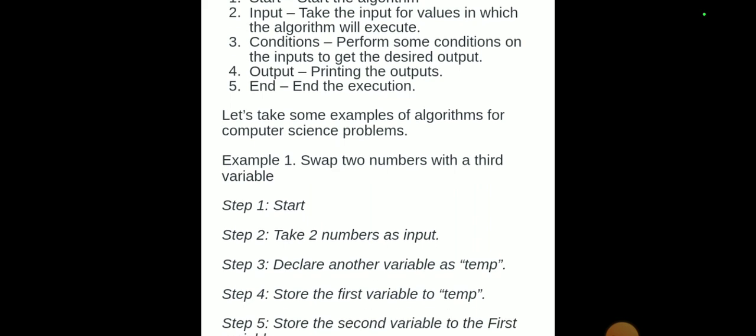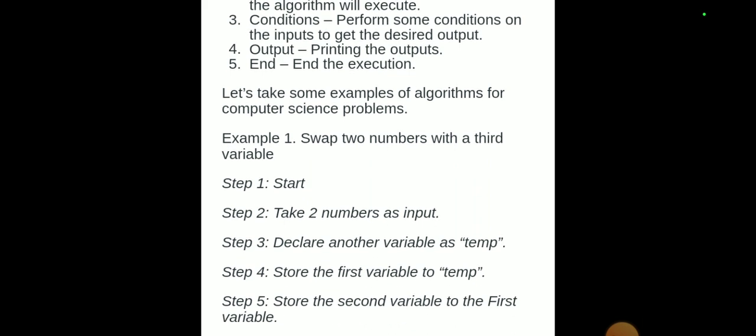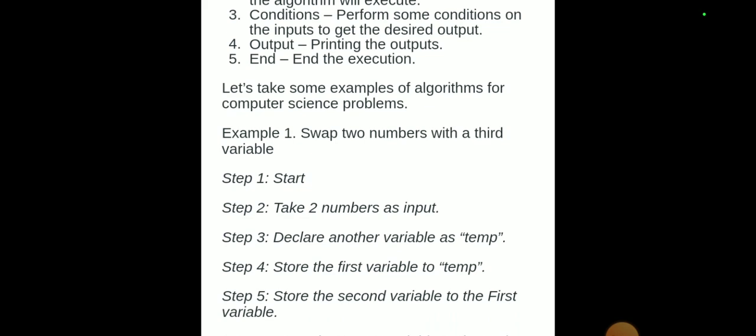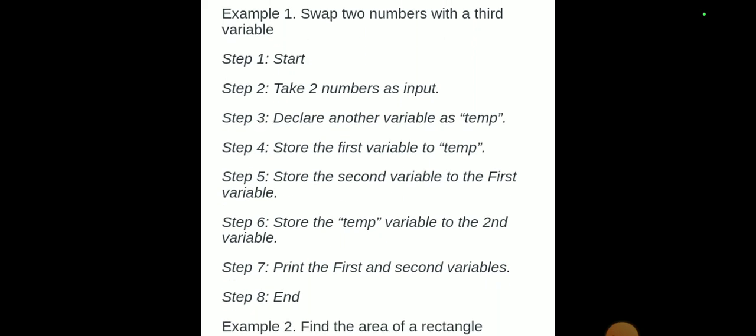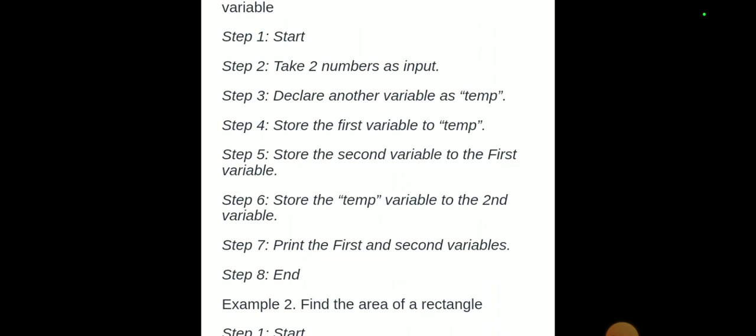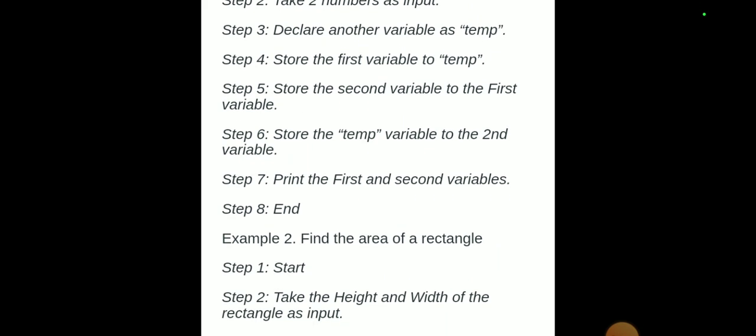Let's take some examples of algorithms for computer science problems. Example number one is swap two numbers with a third variable. Number one is start. Number two, take two numbers as input. Number three, declare another variable as temp. Number four, store the first variable to temp. Number five is store the second variable to the first variable. Number six, store the temp variable to the second variable. Number seven, print the first and second variables.